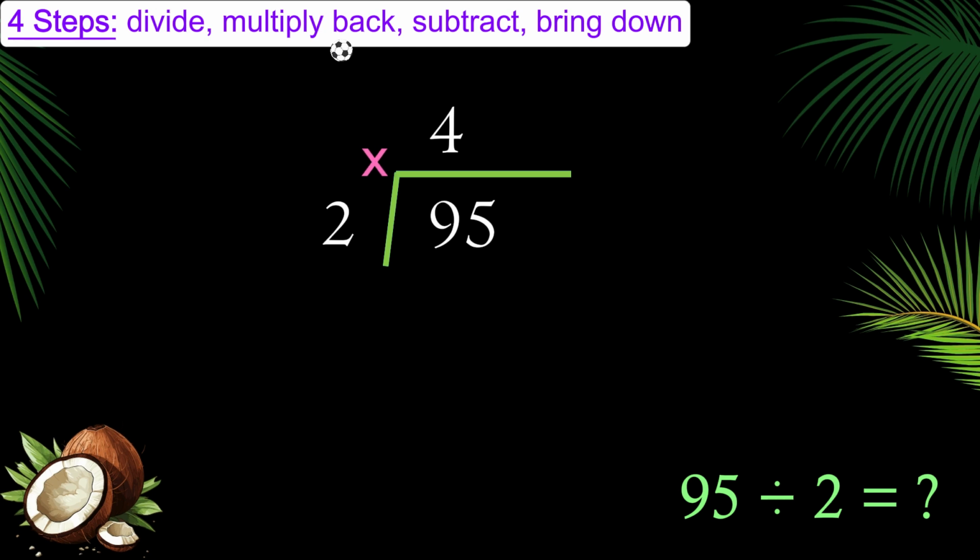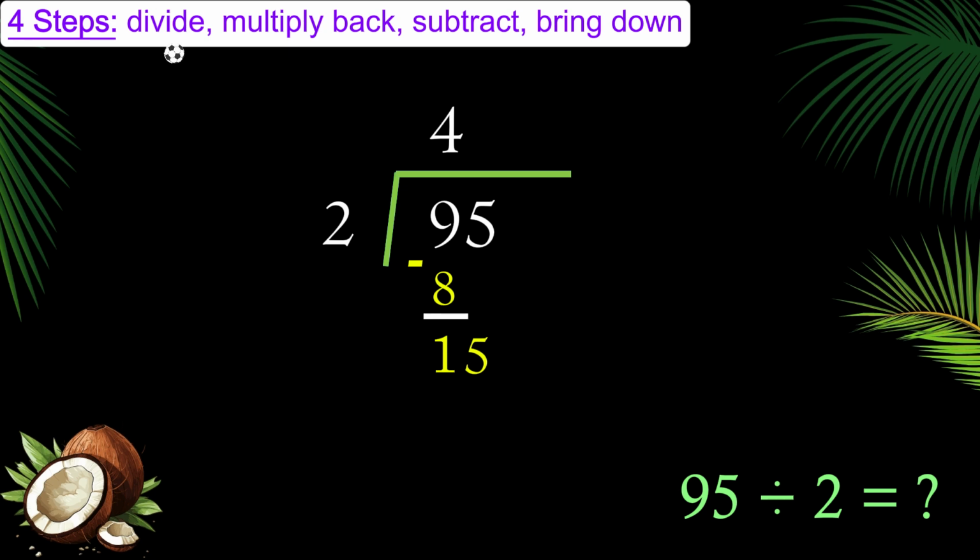Multiply back. 4 times 2 equals 8. Write 8 under the 9. Subtract. 9 minus 8 equals 1. Bring down the 5. Now we have 15. Let's repeat the steps with 15.